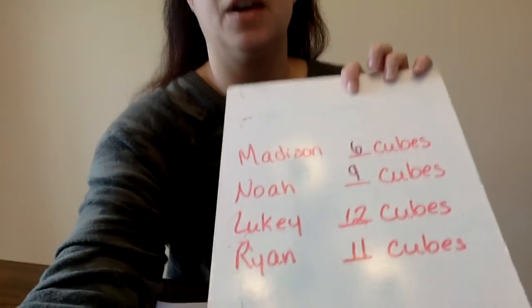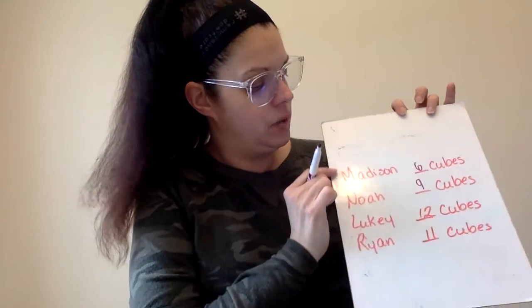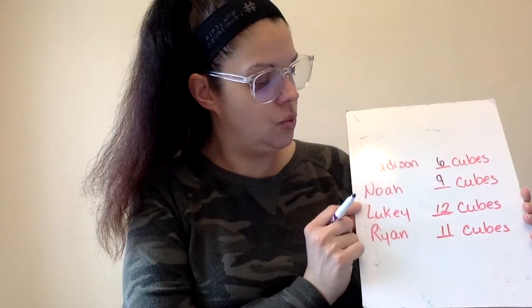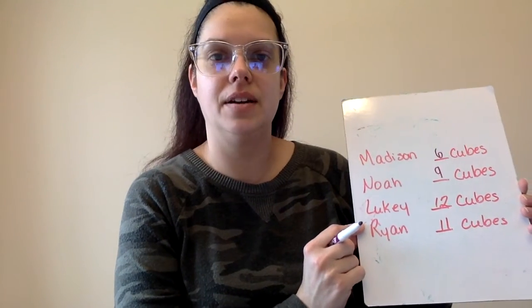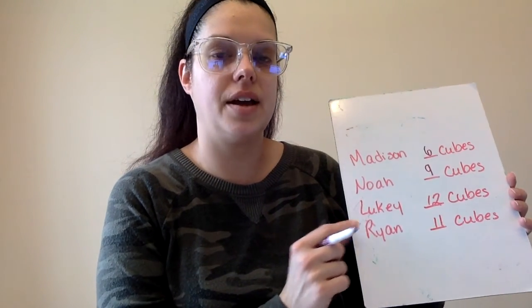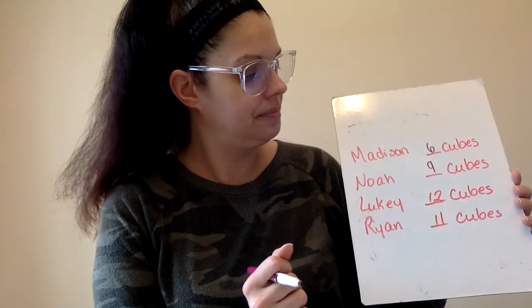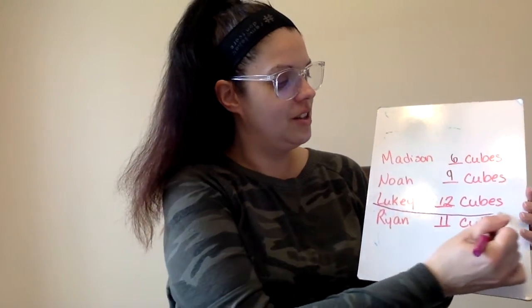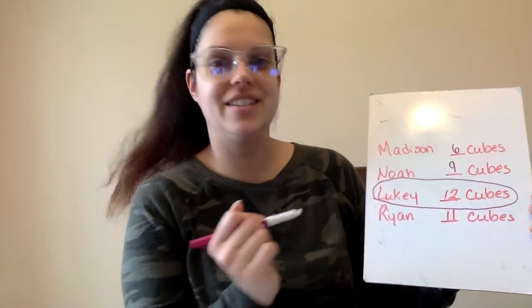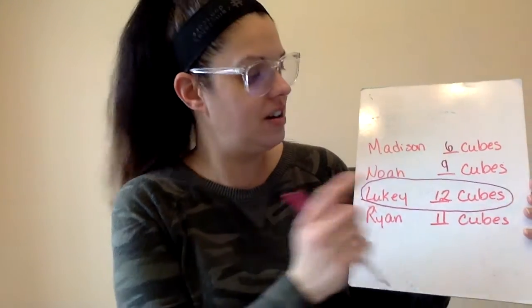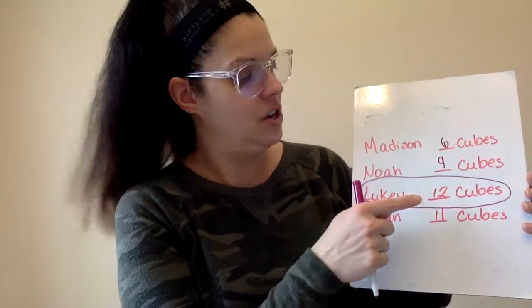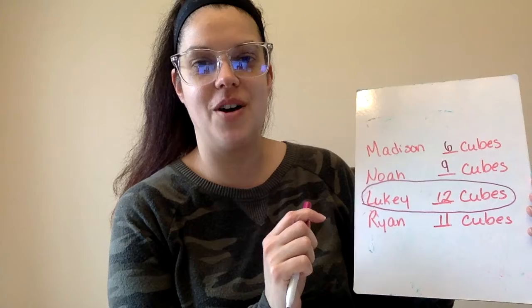And now I'm going to think, whose shoe was the longest? Madison's was 6, Noah's was 9, Lukey's was 12, Ryan's is 11. Whose shoe do you think is the longest? That's right. Lukey's was the longest. So I'm just going to circle his because his is 12 cubes long, right? And 12 is more than 11, 9, and 6. 12 is the biggest number out of all of these.